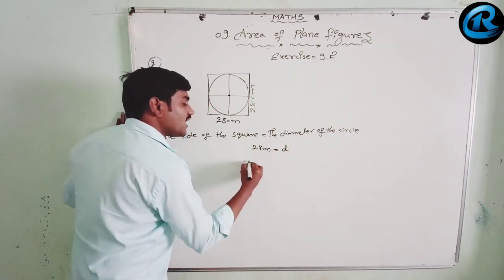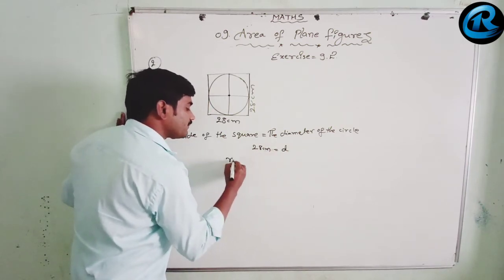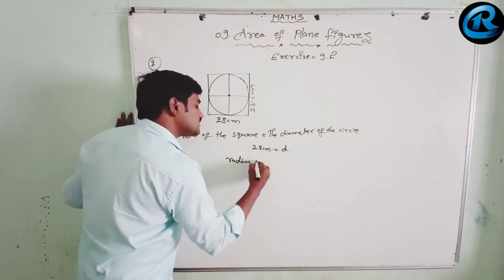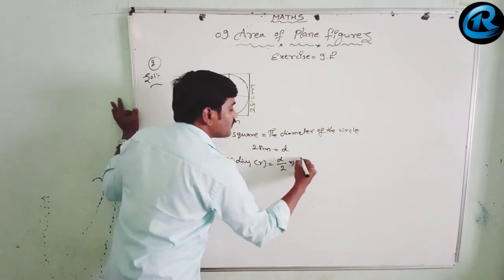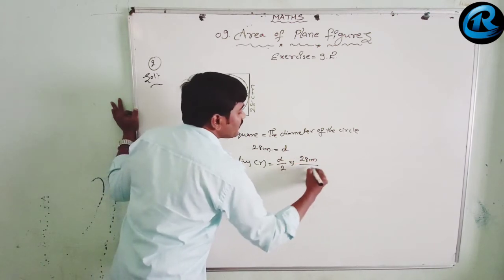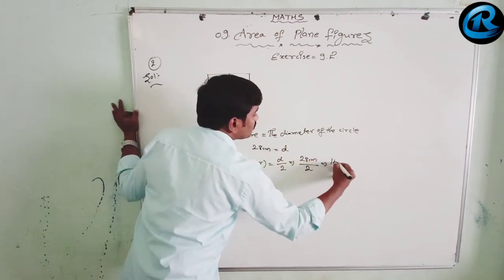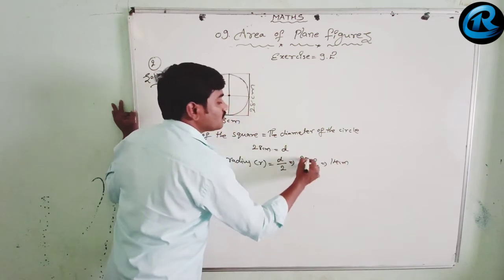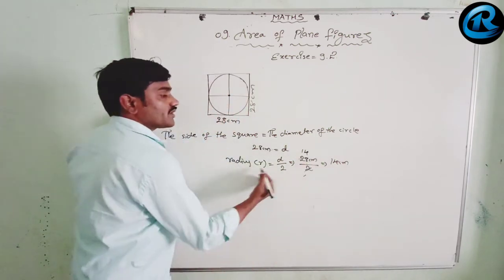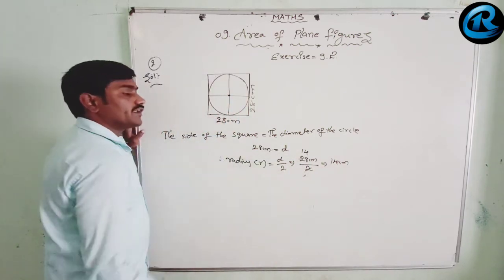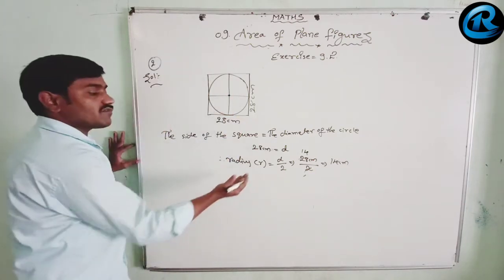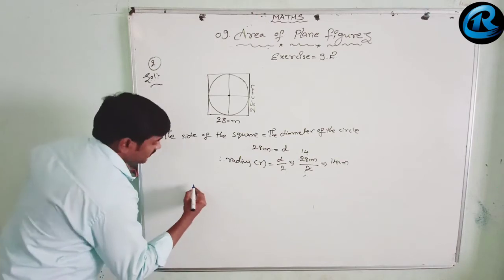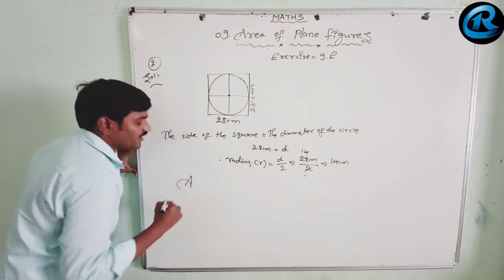But we require r, we require radius r. That r equals d by 2, nothing but 28 centimeter by 2, that equals 14 centimeter. 2 ones are 2, 14. So radius equals 14 centimeters. Now we can find out the area of circle, because we require only the r value.